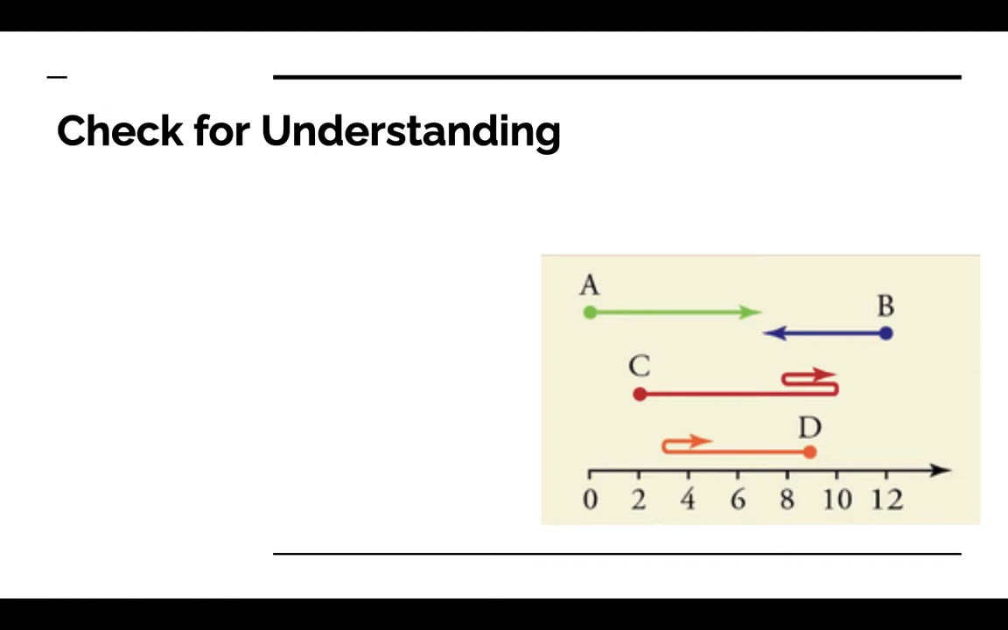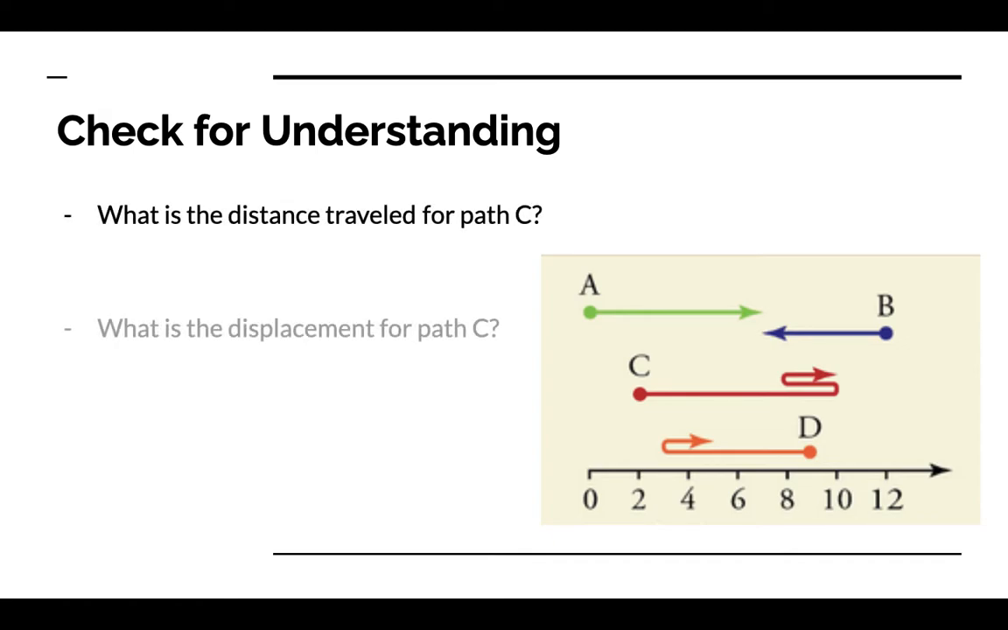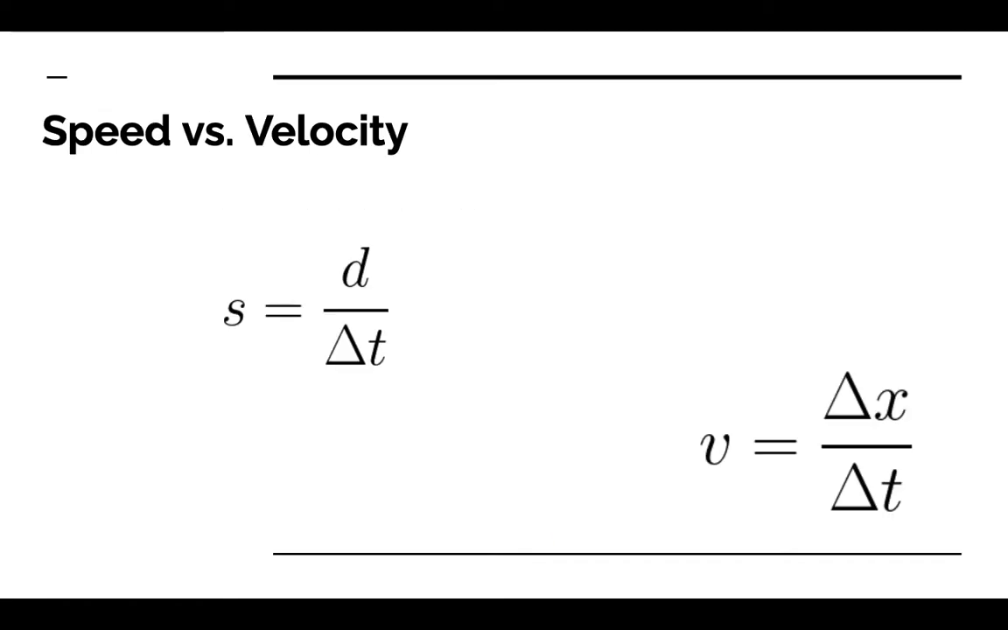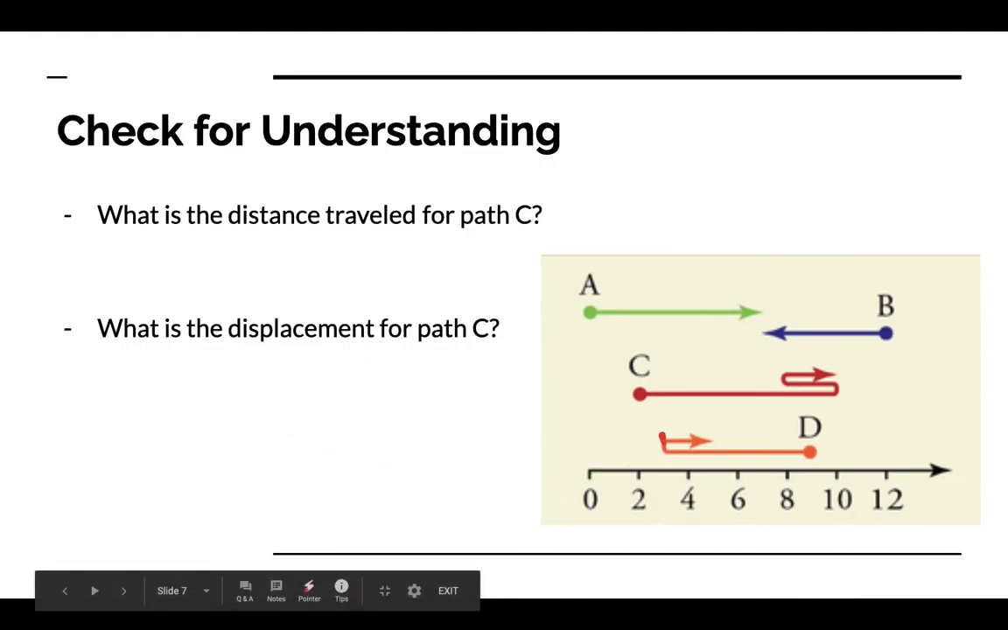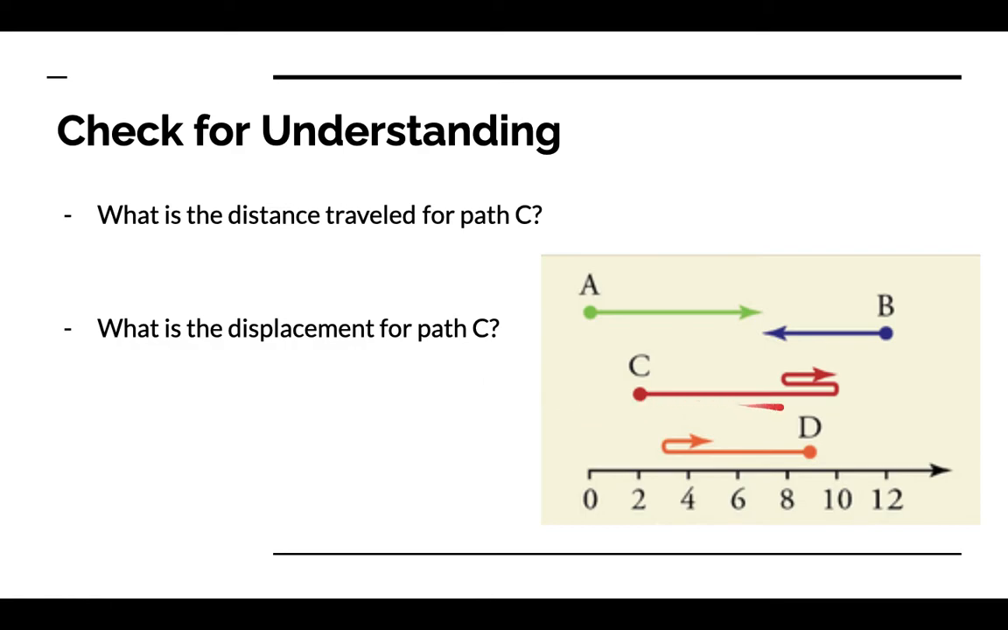So let's look at some examples here. What is the distance traveled for path C, and what is the displacement for path C? Okay, so if we look at path C right here, for the distance traveled, all we're going to do is count the length of this path right here. So from 2 to 10, path C has traveled a distance of 8.